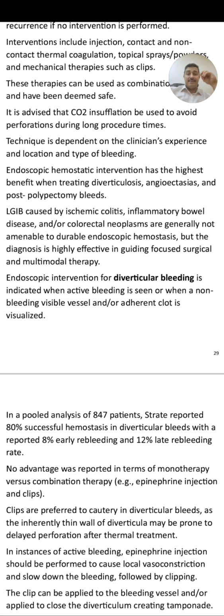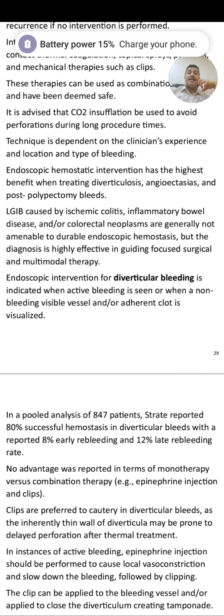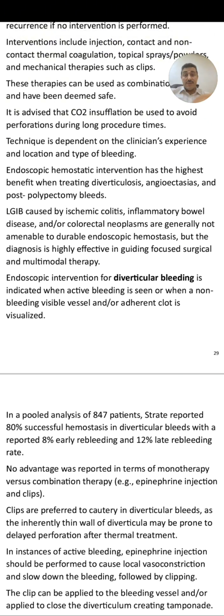Okay, there are some cases in which the endoscopic intervention has better results than other cases. Cases in which endoscopic intervention has a high benefit include diverticulosis, angiectasia or angiodysplasia, it's the same, and post-polypectomy bleed. In other words, these are well managed during the lower endoscopy or colonoscopy, as opposed to ischemic colitis or inflammatory bowel disease or colorectal neoplasm. These are not managed well by colonoscopy, but at least it can guide our surgical or multidisciplinary decision.